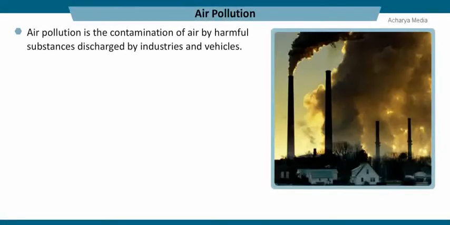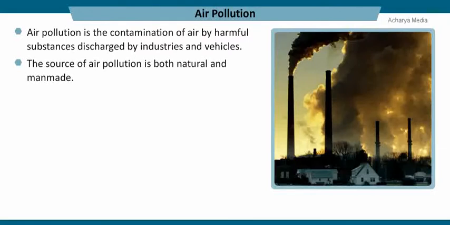Air pollution. Air pollution is the contamination of air by harmful substances discharged by industries and vehicles. Air pollutants include carbon monoxide, carbon dioxide, and dust and smoke particles. Air pollution damages our health. On an average, everyone inhales about 20,000 liters of air and inhales dangerous substances in the form of gases or particles. The source of air pollution is both natural and man-made.